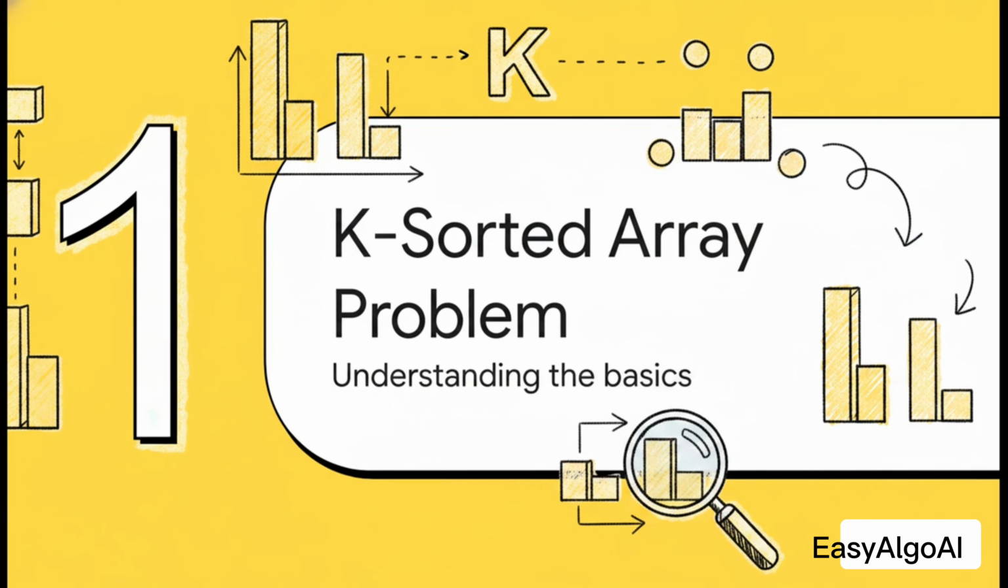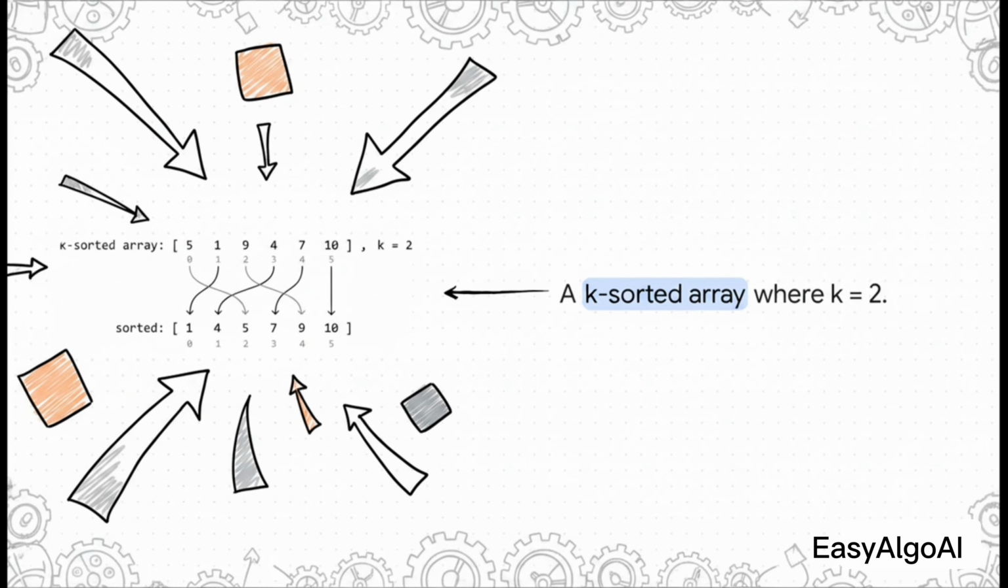Section 1, the k-sorted array problem. Consider the starting array, 5, 1, 9, 4, 7, 10. We're told it's a k-sorted array, and here k equals 2. But what does that actually mean? It means every single number in this array is sitting, at most, 2 positions away from its final correct spot. Take the number 1, for example. It's currently at index 1, but we know it actually belongs at index 0. That's a move of just 1 spot, which is totally within our k-limit of 2.